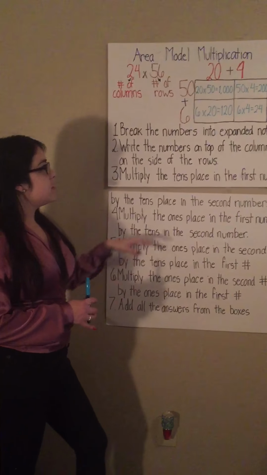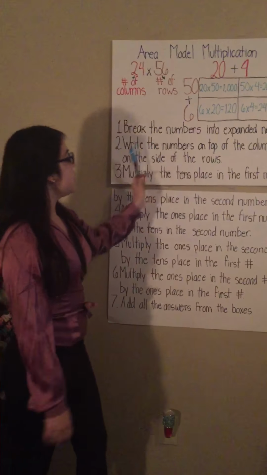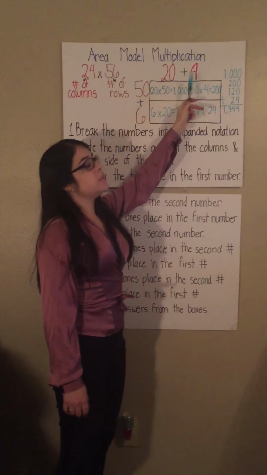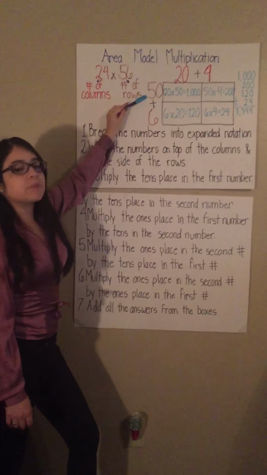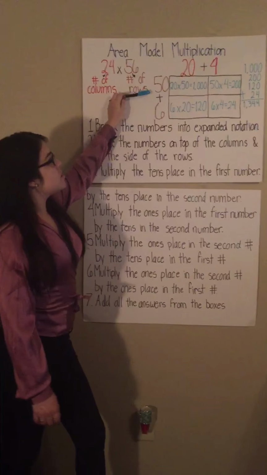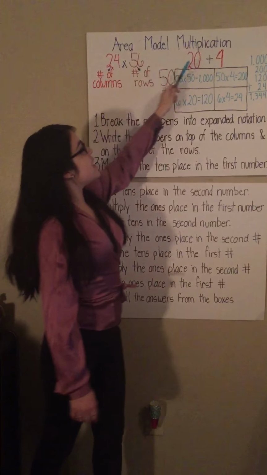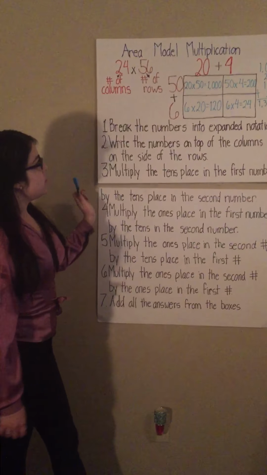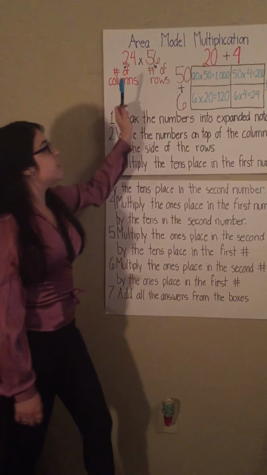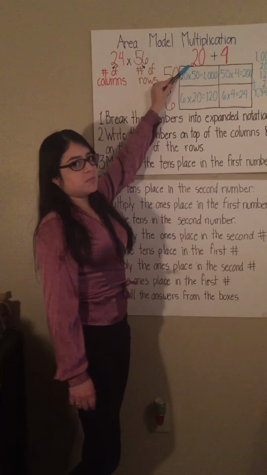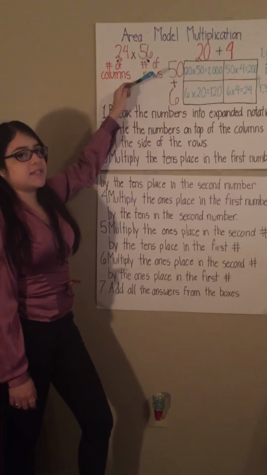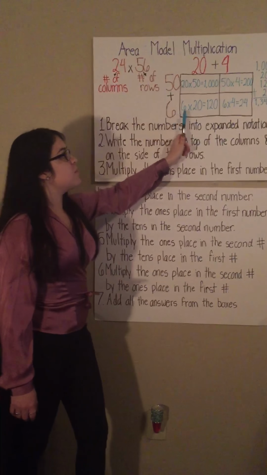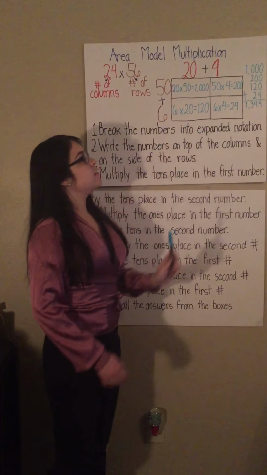The second step would be to multiply the ones place in the first number times the tens place in the second number. So we do 50 times 4, which is 200. Then we're going to multiply the tens place in the first number by the ones place in the second number. So we do 6 times 20 equals 120.